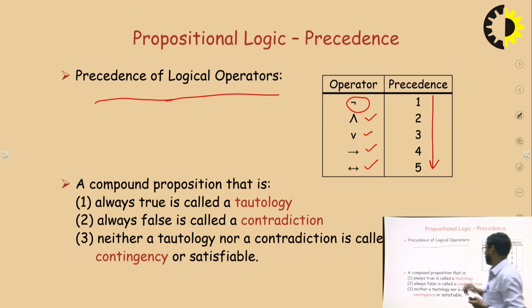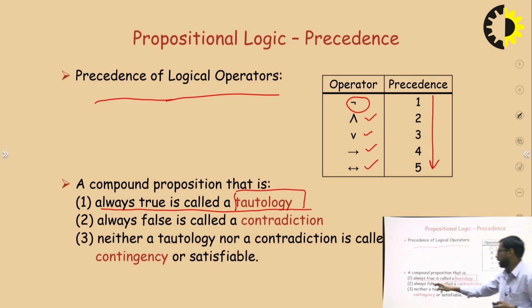A compound proposition that is always true is called a tautology. If the conclusion of the propositional statements shows that all the truth values are true, then it is called a tautology. If the conclusion shows that all values are always false, that is called a contradiction. Neither a tautology nor a contradiction is called a contingency.